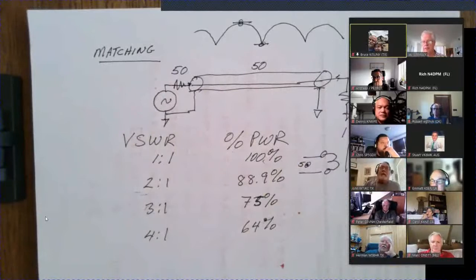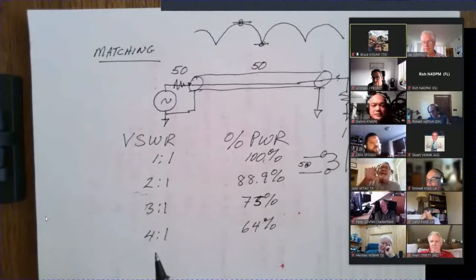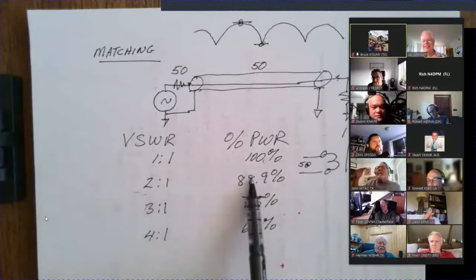Any other questions? If you're using a tuner and you've got a 2-to-1 configuration between transmitter and antenna, you put a tuner in there, are you still just losing, even though it's lying to the transceiver and saying, this is 50 ohms, don't worry about it? Yeah. Are you still losing 88.9%? Is the loss the same, or is the loss greater?